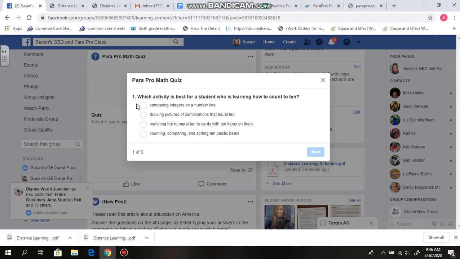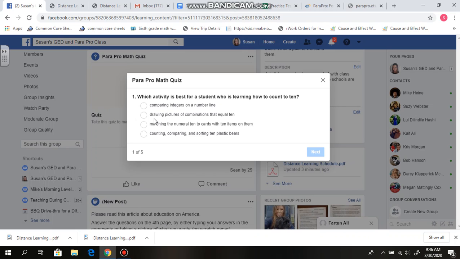So the first question says, which activity is best for a student who is learning how to count to 10? So this would be someone who's very young and they are just learning the order and what the numbers mean. So we're looking to figure out which activity would be best. Comparing integers on a number line. This would be comparing like negative and positive numbers on a number line. They're not ready for that yet.